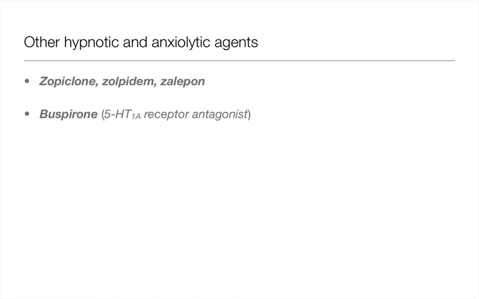Okay, what about anxiolytics? So there's buspirone, which is a 5-HT1A receptor agonist. This can be used to treat generalized anxiety disorder. It's actually unrelated to benzodiazepines, and so it's not associated with dependence or abuse, so it can be used long term, but can actually take up to 2 weeks to take effect.